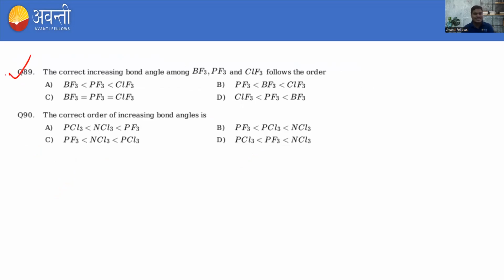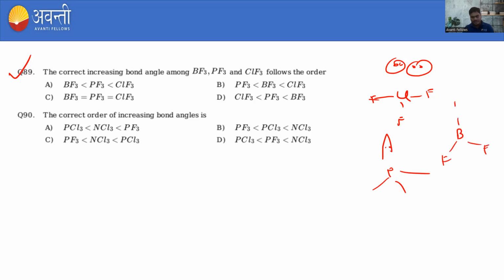Now, the next question is question number 89. That is the correct increasing order of the bond angle of BF3, PF3, and ClF3, right? So, this is also a very simple question. Due to the presence of the lone pair, in ClF3, Cl, F, F, and F, we have two lone pairs. In PF3, we have only one lone pair. And in BF3, we don't have any lone pair. Right. So which one is correct? That is this one. So this is the increasing order.